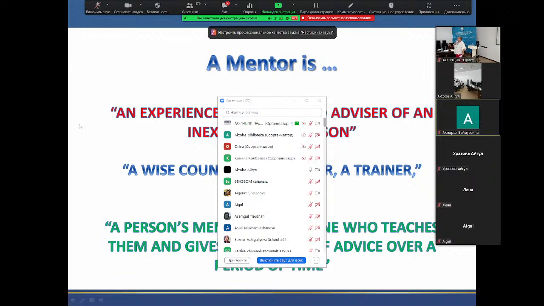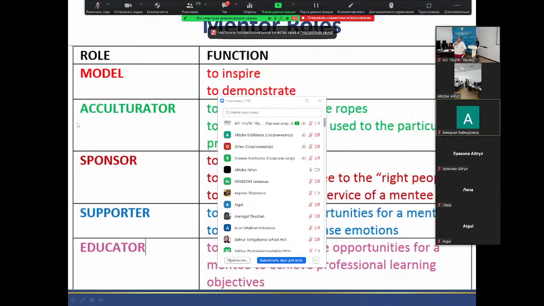So someone told that one of the roles of the mentor is to be a supporter. Yes. No. Before. So the first role is the model. The function is to inspire and to demonstrate. The teachers are the models. We have discussed it during the course of professional development. So in everything. The next, culture related, to show a mentee the ropes, to help a mentee get used to the particular professional culture. Really, who helps you to know and to get some information about upcoming conferences, seminars? Who helps you to prepare for them?